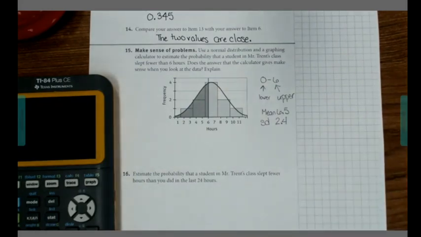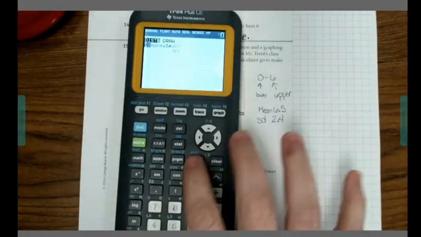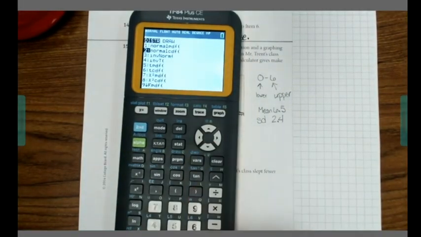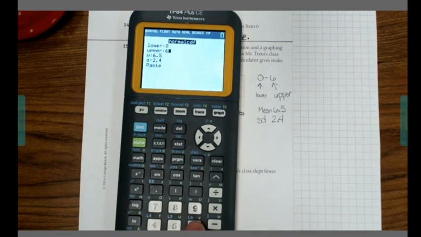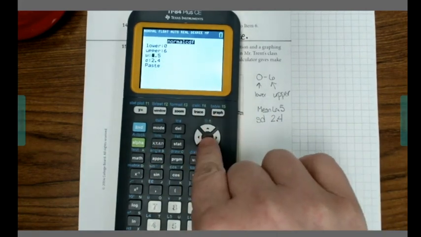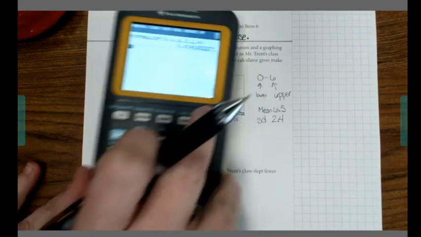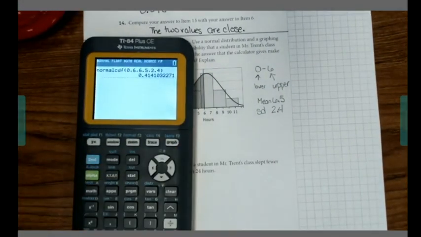So we're going to go through those same steps that we just did a little bit ago by going to second vars. We're going to the CDF, normal CDF. Our lower boundary is going to be 0. Our upper boundary is going to be 6. And because we typed it in, it should already be saved in your calculator. So I'm going to go down to the paste. Well, I got the number 0.414.